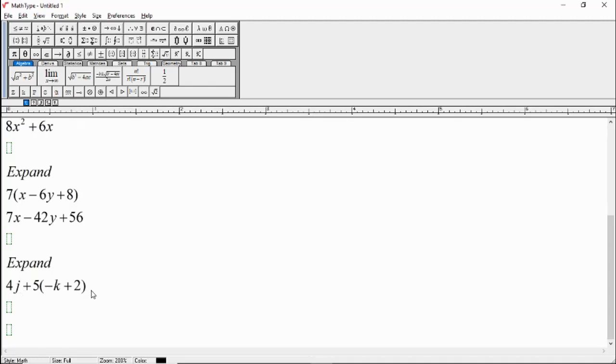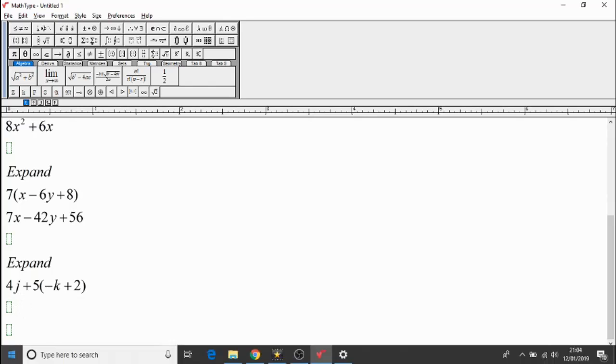There's two terms, same process. This time, every term that's outside the brackets, you multiply by every term that's inside the brackets. So same how you'd multiply 4j by minus k and positive 2, the same way you multiply the 5 by the minus k and the positive 2 as well. So let's go through here. 4j multiplied by minus k, minus 4jk. You'll see why I wrote it like that instead of 4kj. I'll explain later on.